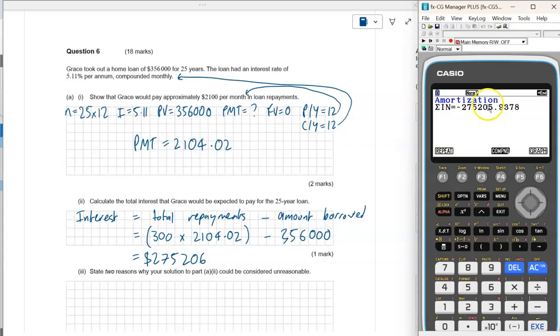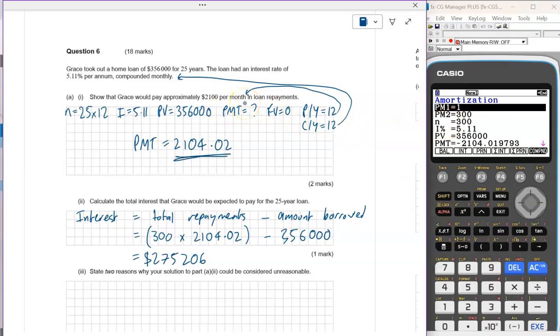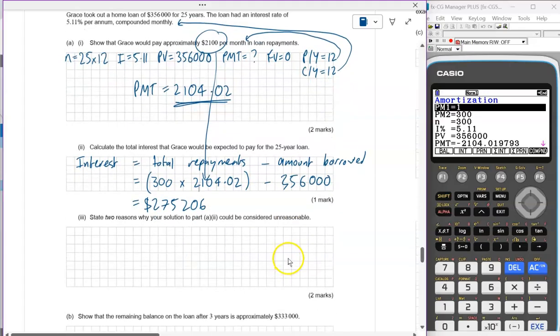For the working out, if you are using amortization, you just have to show what values you're putting in terms of PM1 and PM2. So that's really important to show that working out if you are using the amortization function. Now, before I move on to the next part of the question, really quickly, if you were unable to get this answer in part AI, you could use the $2,100 in part AII instead of the exact amount that I've used here. So either would be acceptable. All right, moving on to the next part of this question.